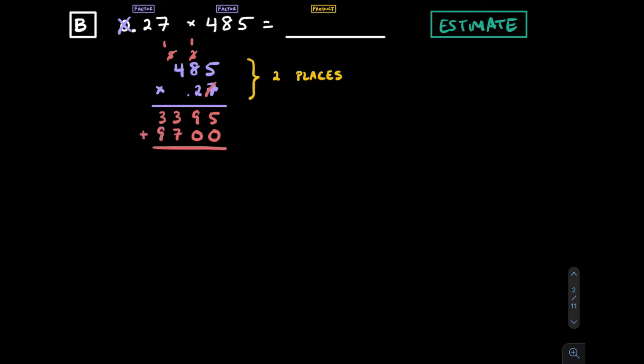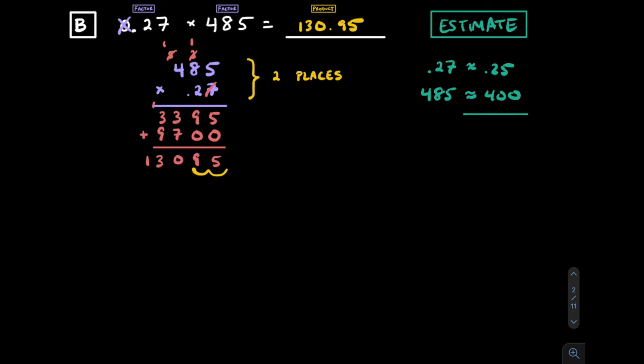Let's find the sum of these 2 partial products. And we'll get a 5 here, a 9 here, a 10 here, carry the 1, and a 13. Since our factors contain 2 decimal places, our product needs to move 2 decimal places as well. Here we'll have a final product of 130 and 95 hundredths.